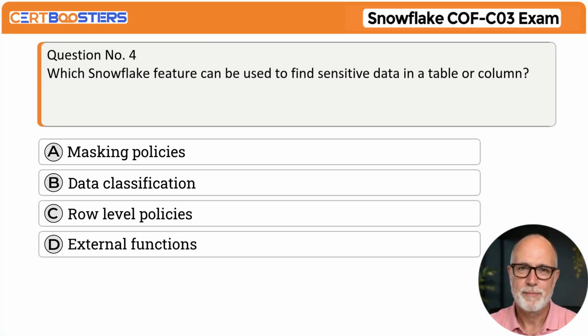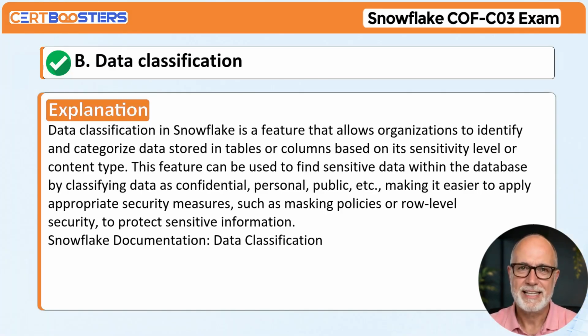Question number 4. Which Snowflake feature can be used to find sensitive data in a table or column? A. Masking policies. B. Data classification. C. Row-level policies. D. External functions. Correct answer. B. Data classification.